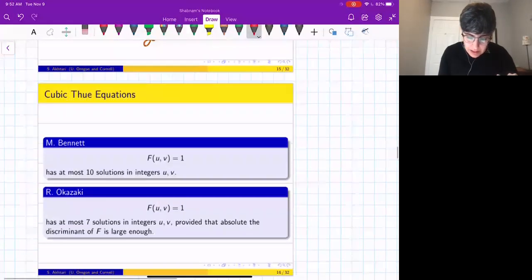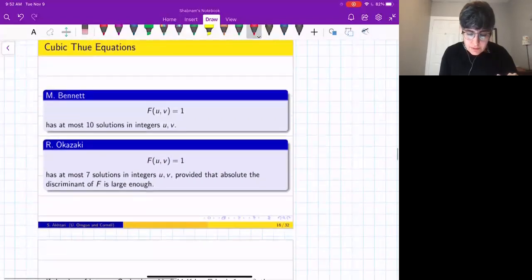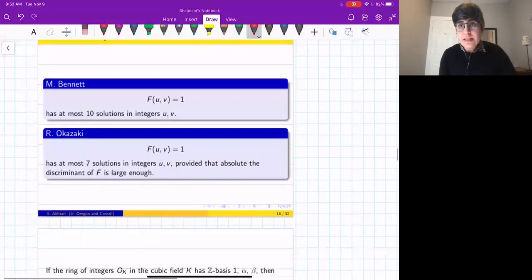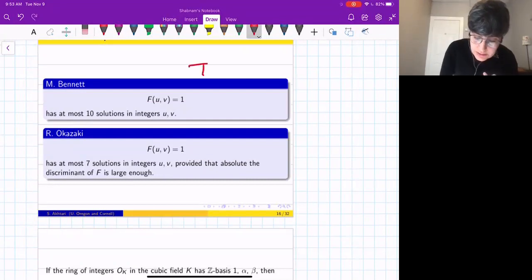Okay, so as I said, for cubic ones there are better results than Bouvier-Schmidt, and because of this reduction mod p that I tried to explain, many people concentrated on f equal to 1. For example, Mike Bennett has a very sharp result that says there are at most 10 solutions, for Thue equations, I should say.